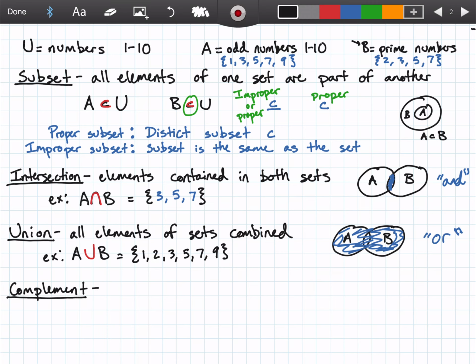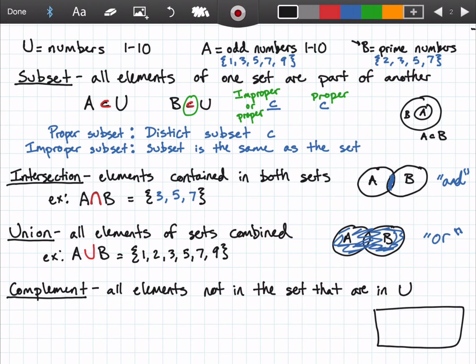Okay, and the next thing we're going to talk about is the complement. So this is going to be all elements not in the set that are in the universal set. So in a Venn diagram, let's call this box the universal set, and then we have set A here. If I want the complement of A, that's just going to be everything outside that.